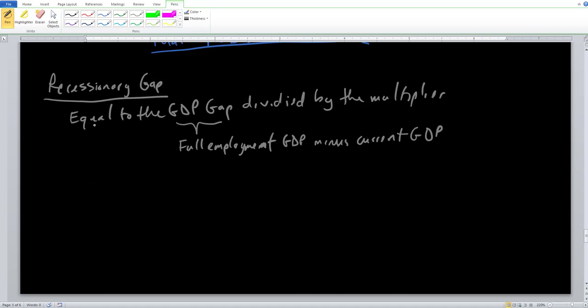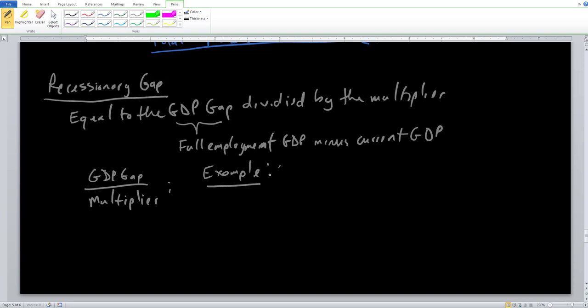So in other words, when we want to calculate this recessionary gap, all we need to do is find the GDP gap and then divide it by our spending multiplier. And the big idea is we don't need to have this full spending of the GDP gap in order to get out of the recession, because we can make use of the spending multiplier. So a very simple example, I'll give you a few numbers.